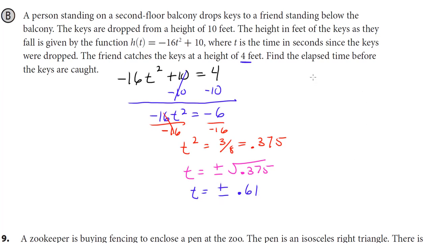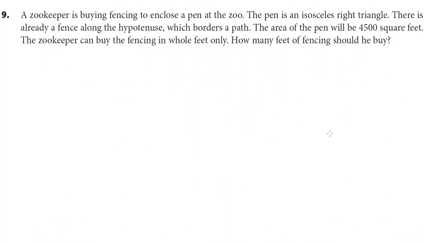The answer is t equals 0.61. So it takes approximately 0.61 seconds for the friend to catch the keys. All right, last example. Go ahead and try this one on your own. Pause, try it on your own, and come back.